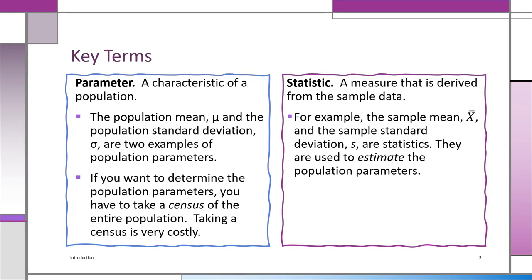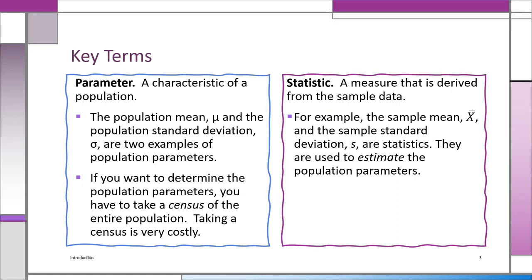Any kind of measure that comes out of a population, in other words, a characteristic of the population, we call a parameter. Generally, we use a Greek letter. For the population mean, for example, we use the Greek letter mu. You'll see the mu on the slide. It looks a little bit like a U. It's a Greek letter. We call it mu. The population standard deviation, again, we use a Greek letter, and that's called sigma. Those are two very good examples of population parameters.